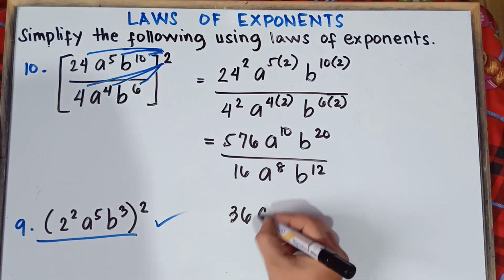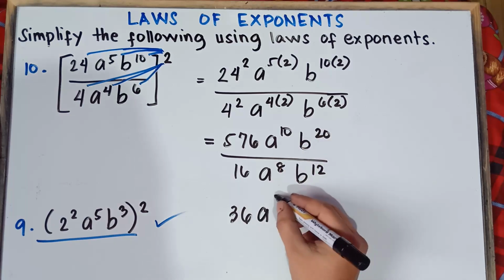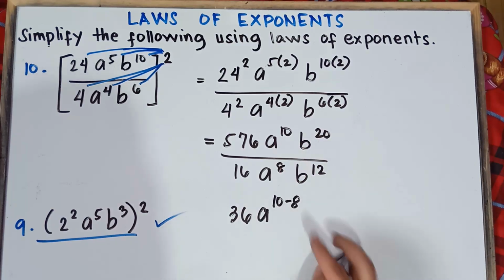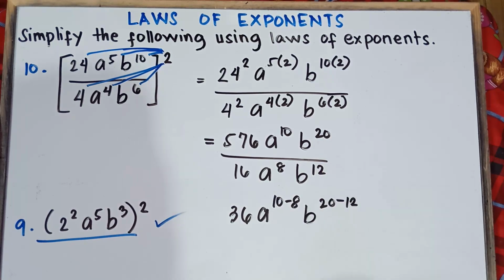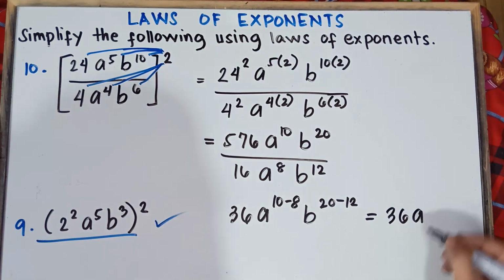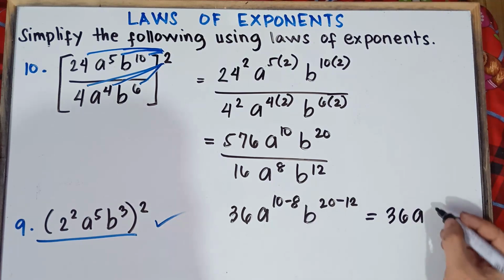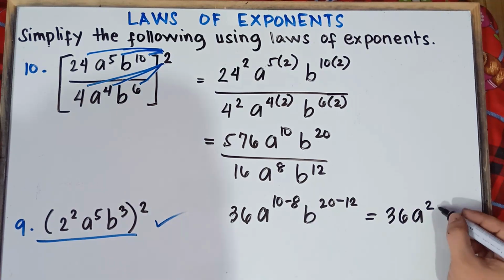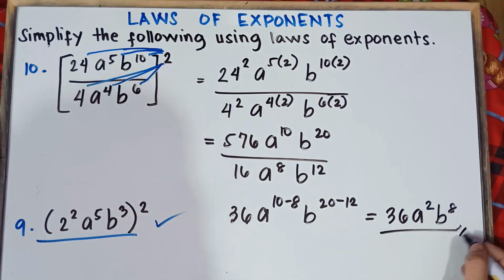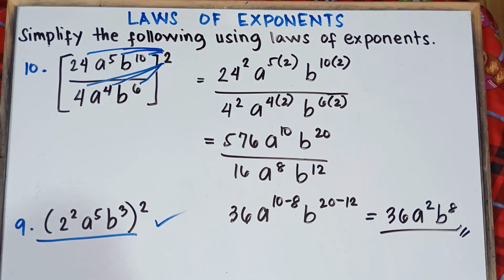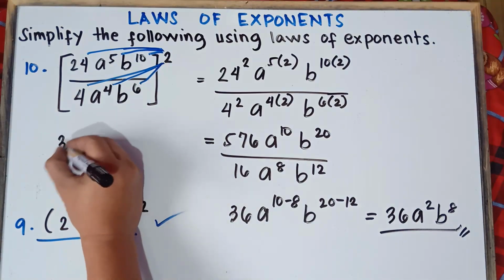Same base, copy A, and then subtract the exponents, 10 minus 8. Same base, copy B, subtract the exponents, 20 minus 12. So therefore, our final answer would be 36A. 10 minus 8 is 2, A raised to the power of 2. And then copy B, 20 minus 12 is 8. So the final answer is 36A squared, B raised to the power of 8. And then we're all set.